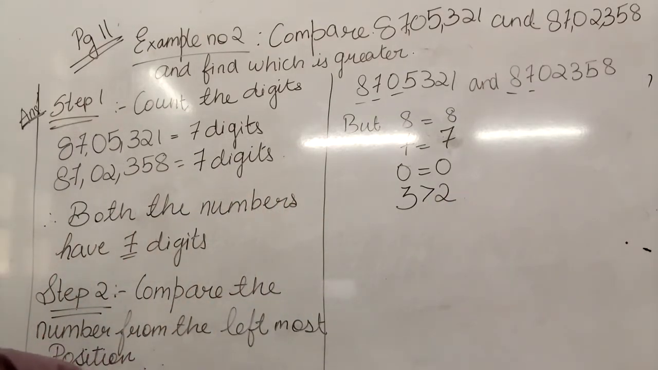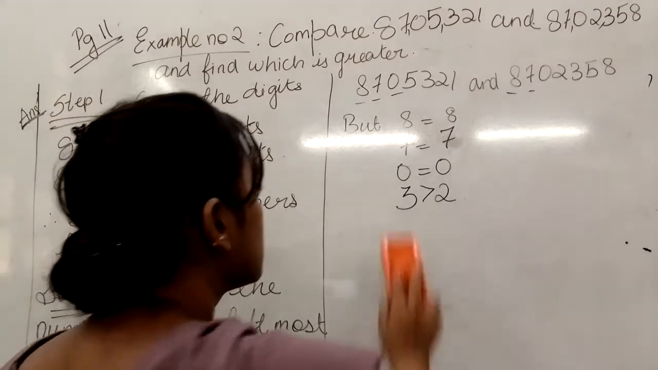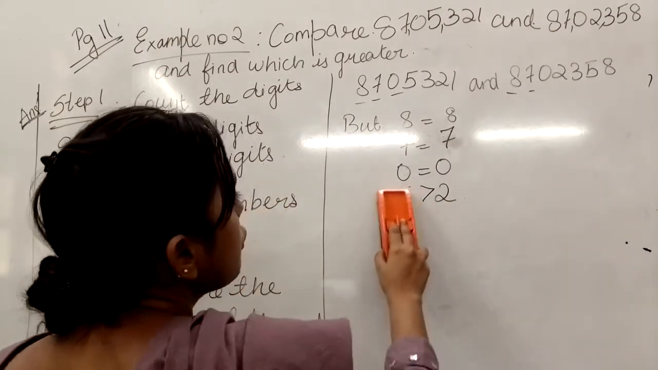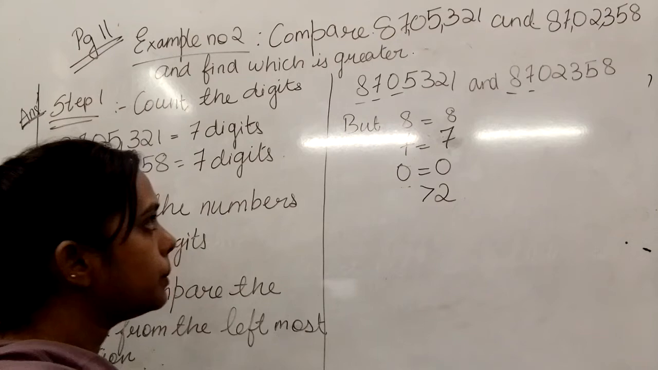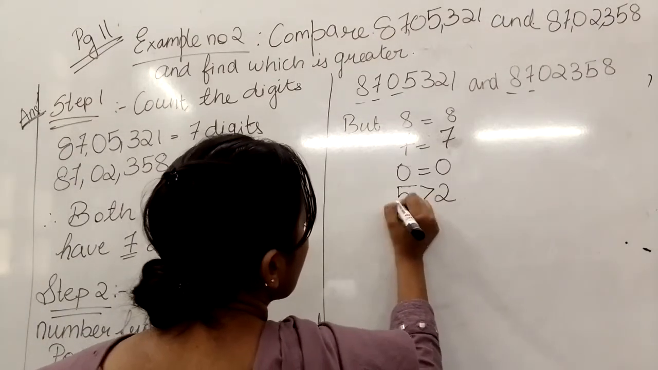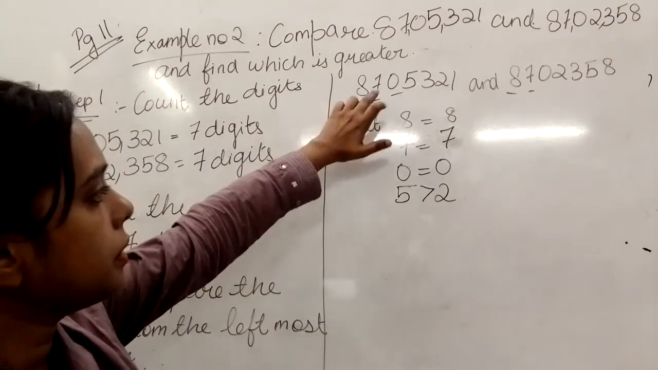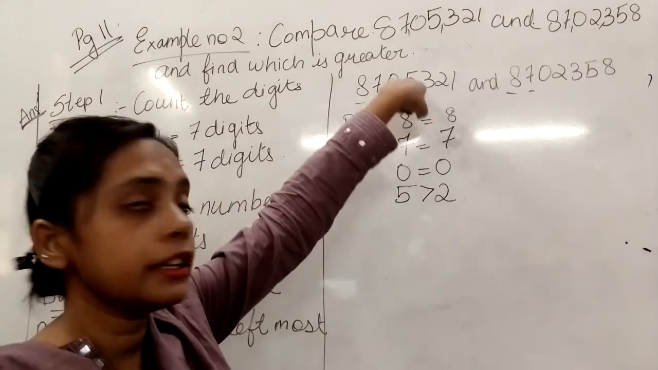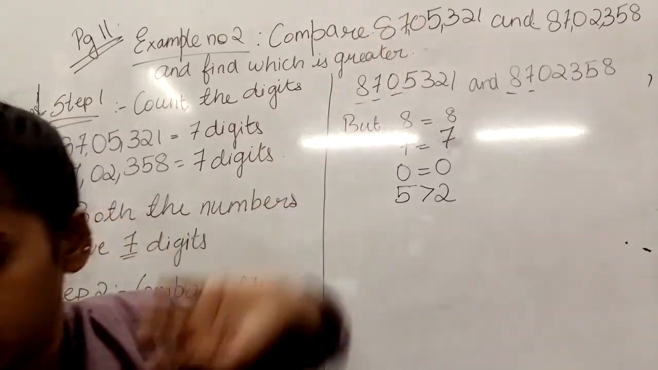Yes or no? 3 is greater than 2. Sorry, the number is 5, no? Yes, not 3, the number is 5. So 5 is greater than 2. So you've got the number here; where is the 5? It is here. So therefore this number is greater.